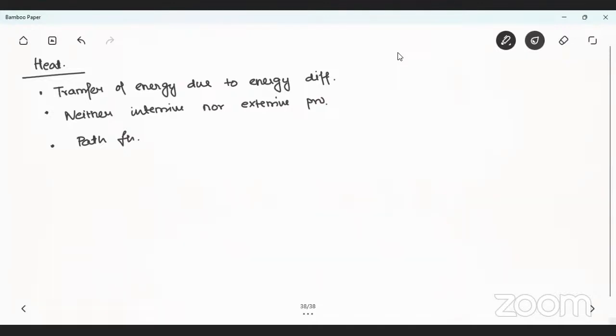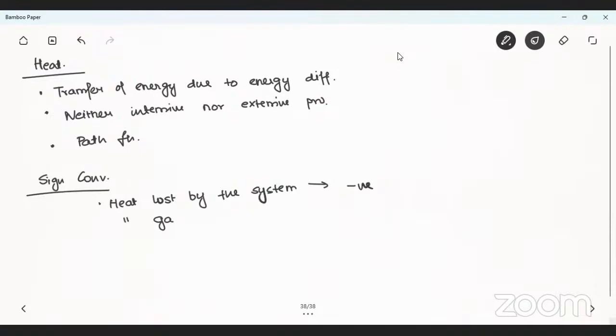Now, the sign convention. Heat lost by the system will be considered negative, and heat gained by the system will be taken as positive. This is the simple thing.